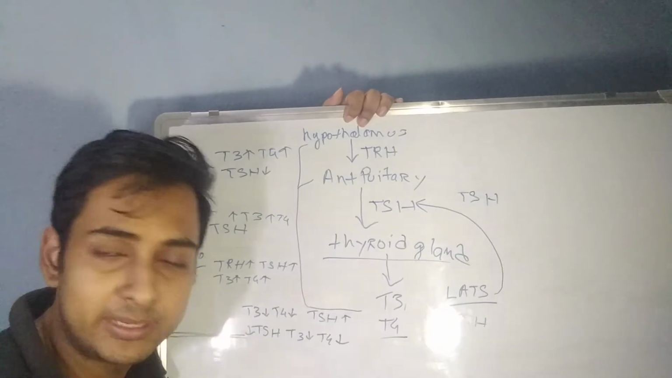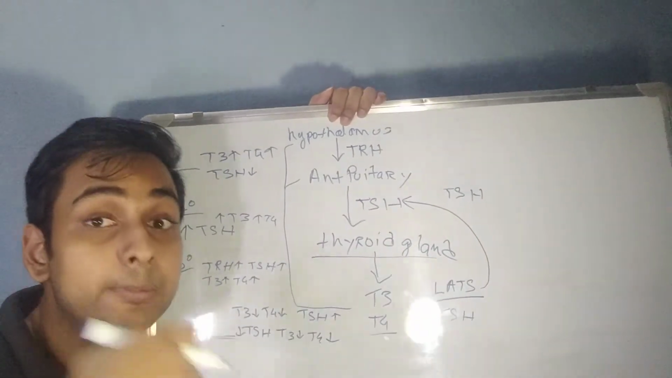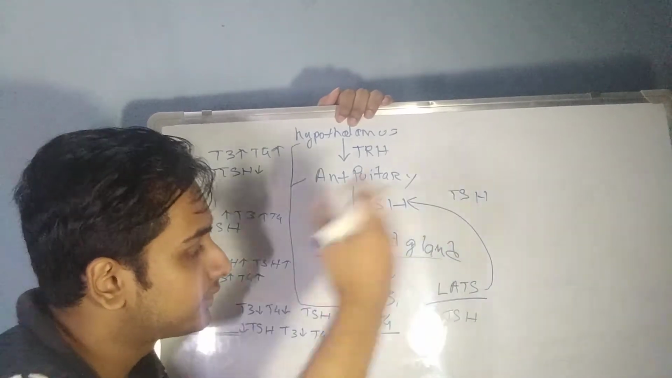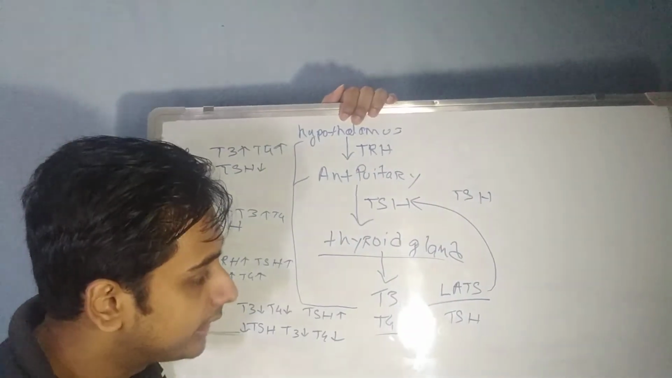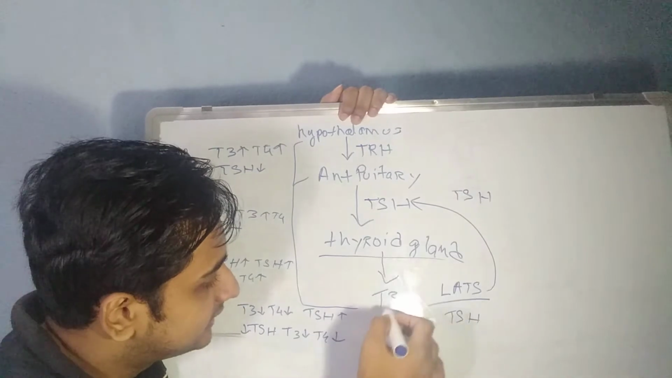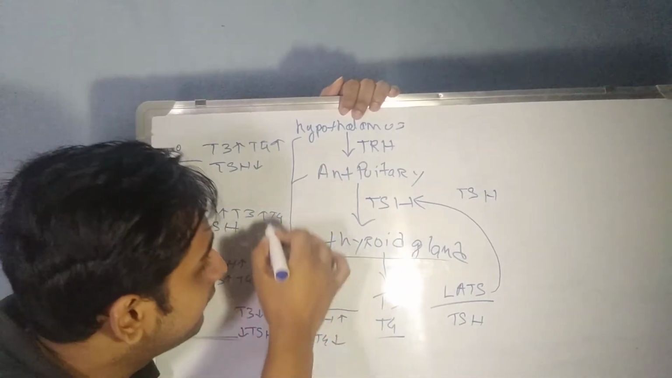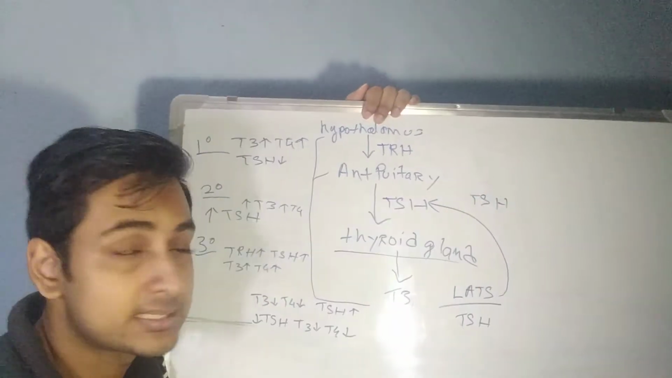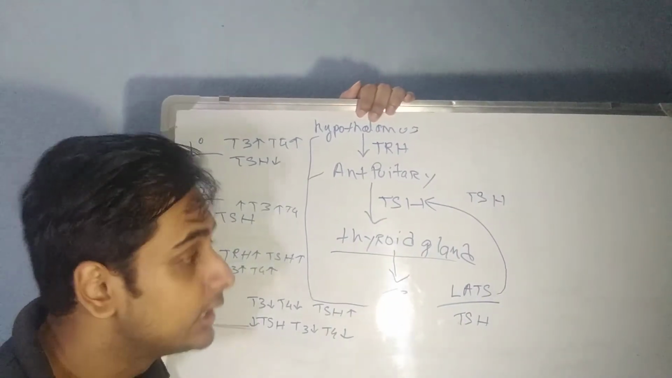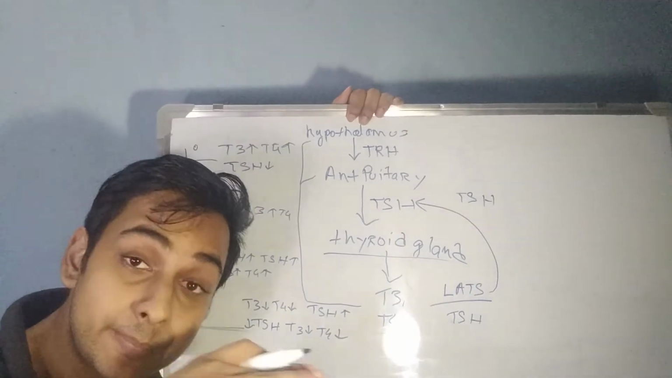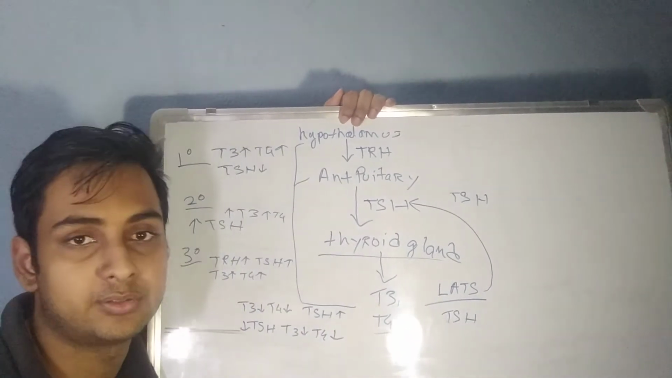It will be very, very much reduced, or you might not be able to detect it. Why? Because of the negative feedback. Because this thyroid stimulating hormone is replaced by LATS. So whenever you are stimulating this T3 and T4, this T3 and T4 will give a negative feedback to the anterior pituitary to release less TSH. So it will give so much negative feedback that this TSH level will be maybe undetected or very much reduced.